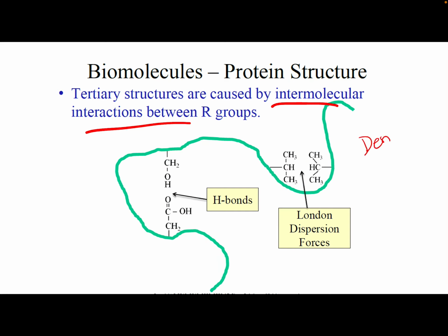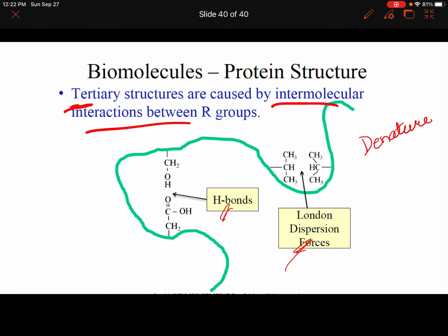If you denature a protein, you're going to break down its tertiary structure. You're going to break these London dispersion forces and even your hydrogen bonds. So if you have a really, really high fever, that provides enough energy to break down some of these intermolecular forces in your proteins. So that is it on intermolecular forces. Check out your homework assignment, and as always, let me know if you have any questions.